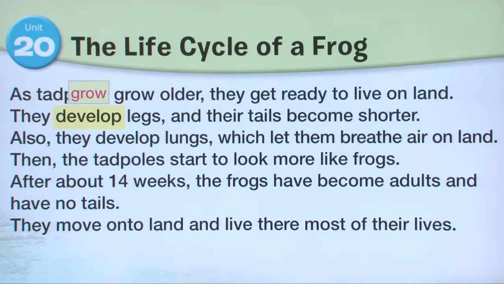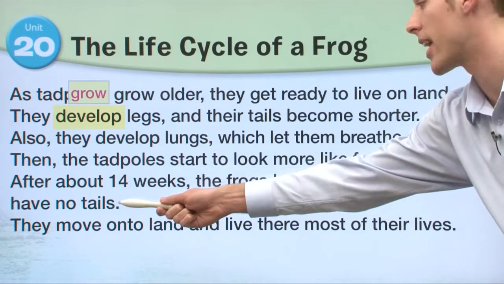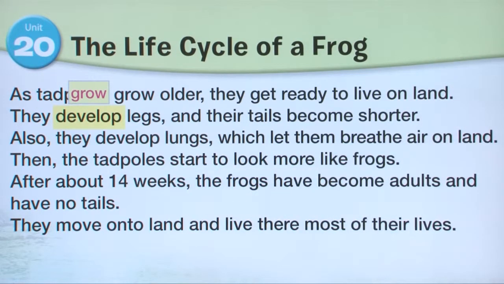After about 14 weeks, the frogs are adults and completely have lost their tails. No tails left on the frogs. When this happens, they move onto land. They move from the water to life on land, and they live most of their lives on land. So the rest of their lives is spent mostly living on land.